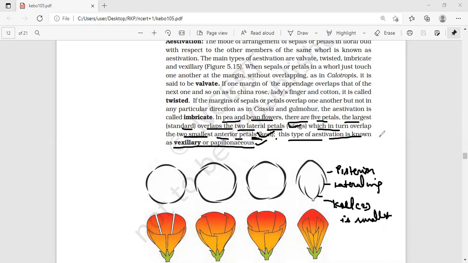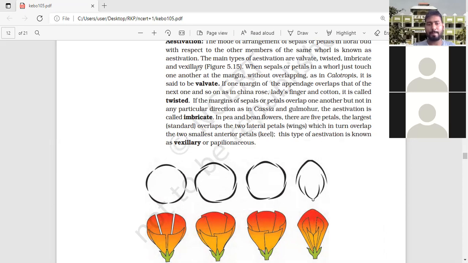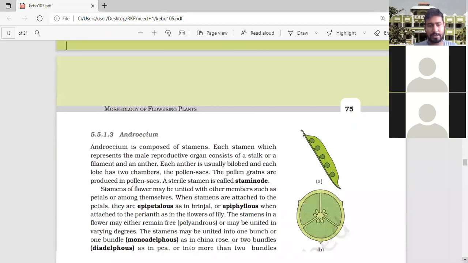Okay, so next. Now the next one you can see: estivation is finished. Next will be placentation. Wait once. I've given this one by one. Just look at it. Yes.